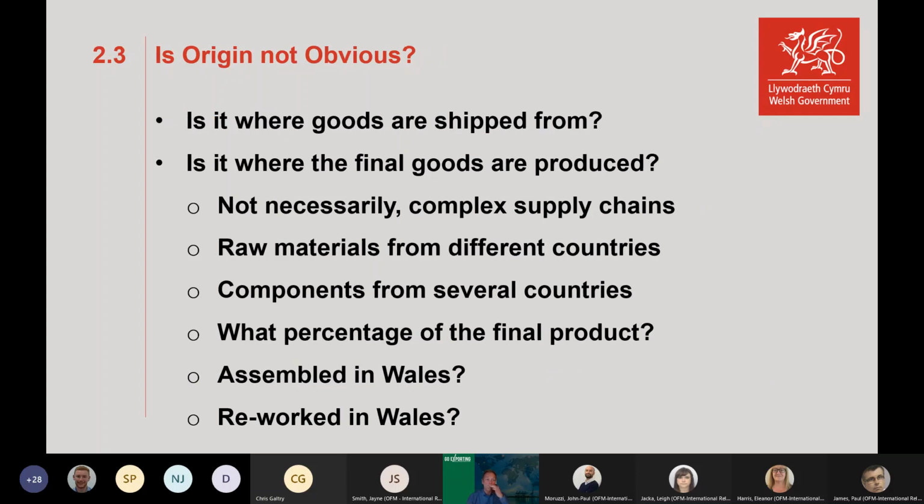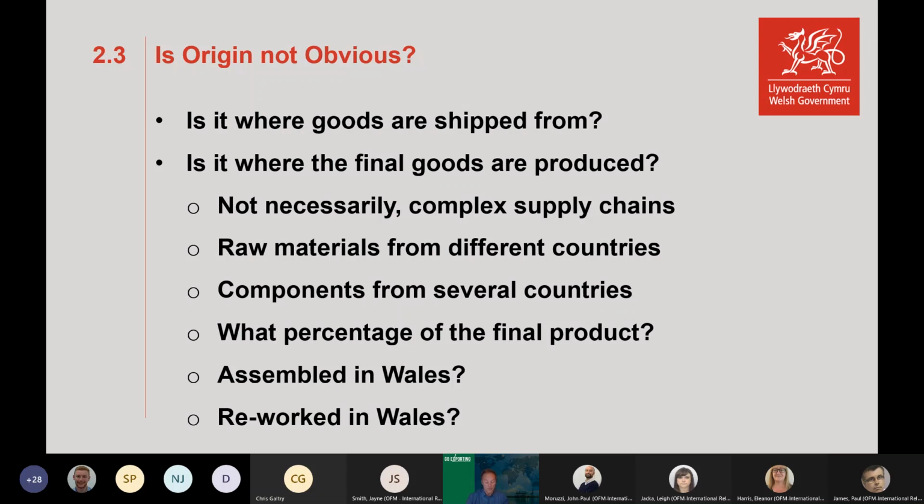But you might say, isn't origin obvious? Is it not where the goods were shipped from? Well, no, unfortunately it's not. Is it where the final goods are produced? Well, it can be, but not necessarily, because of today's complex supply chains. If we look at things like the Boeing Dreamliner, for example, that has components from 9 different countries. UK-built cars, you would think that would be straightforward, but in fact, only 41% of parts in UK cars are sourced in the UK. And in actual fact, of that 41%, only 25% is actually UK origin. So it can be a very complicated area to work through and to understand.